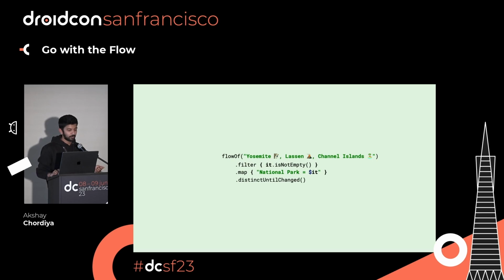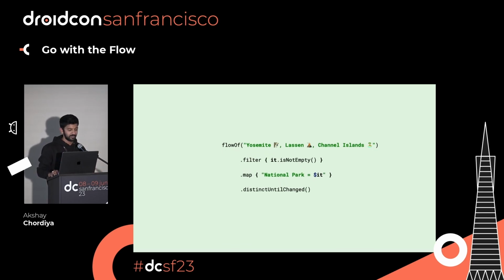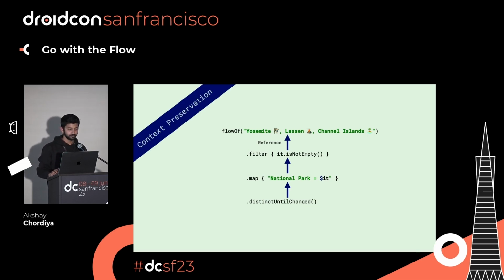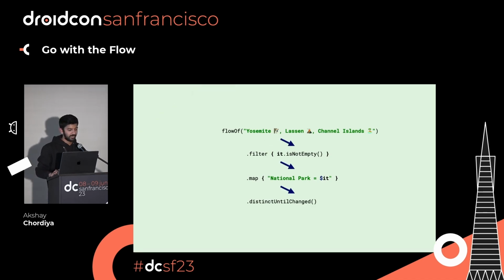Now, coming back to our flow of national park, with the knowledge of internals in mind, it's clear that each operator, except a few, holds the reference to the previous one, except for the first one. Each operator creates an instance of another flow internally, sort of forming a linked list. This is how Kotlin flow ensures the context of the upper streams cannot affect the context of the lower ones. And the data emission, of course, continues to happen in a top-down fashion.